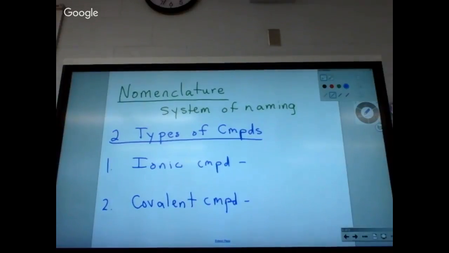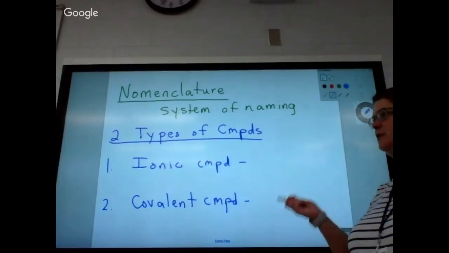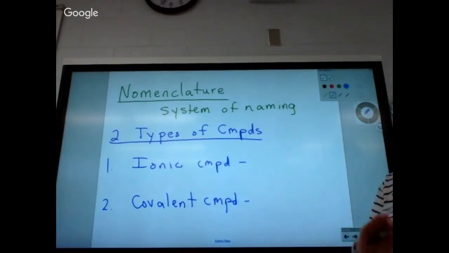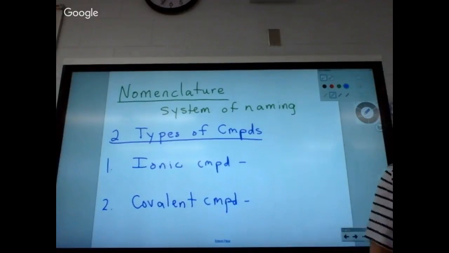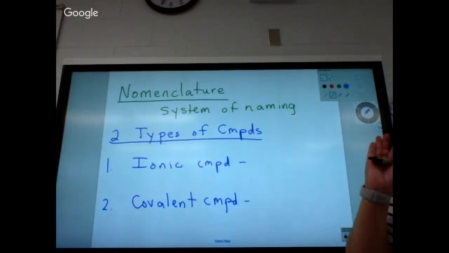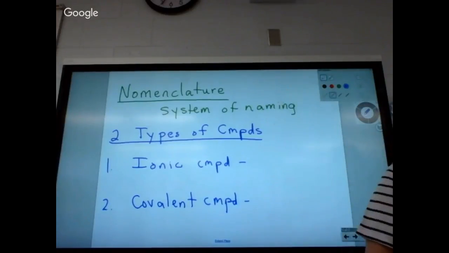So how on earth are we going to keep it straight? Well, we have to be able to tell the difference. Now, I'm not going to define ionic and covalent. Some of you might have learned about electrons in middle school, which is fabulous. We're going to do that down the road. How can we tell the difference using your periodic table today? That's all we're going to do with them. We'll talk about where the electrons go later. So, periodic table. How can we tell the difference between ionic and covalent?